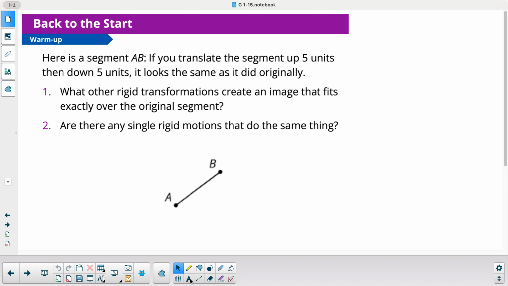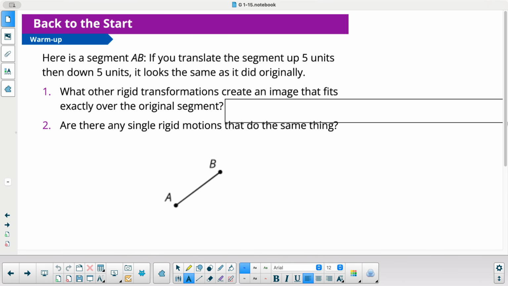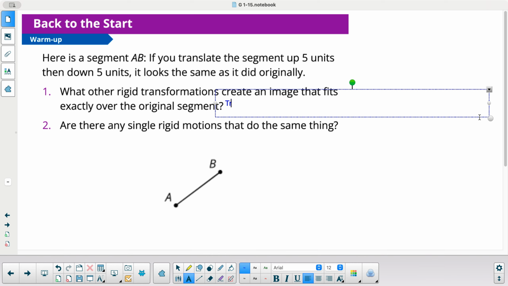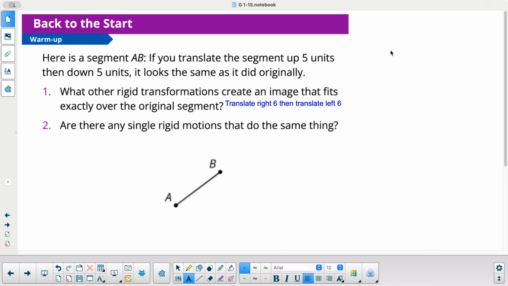So, most people in class would say something along the lines of, keep it simple. They'd say translate right 6, then translate left 6. Okay, but you could also do a couple other things, as far as reflections and rotations. So on to number 2, are there any single rigid motions that do the same thing?